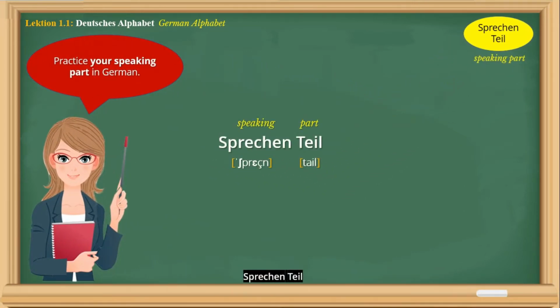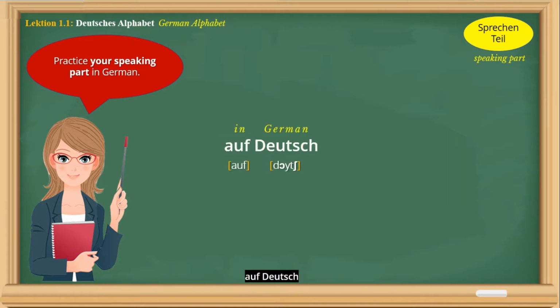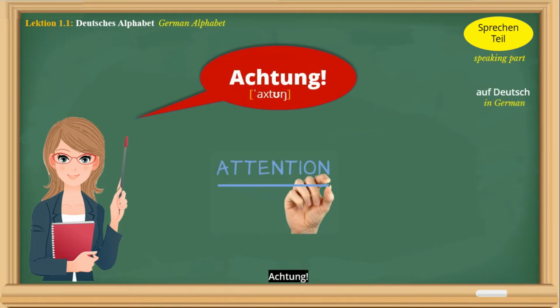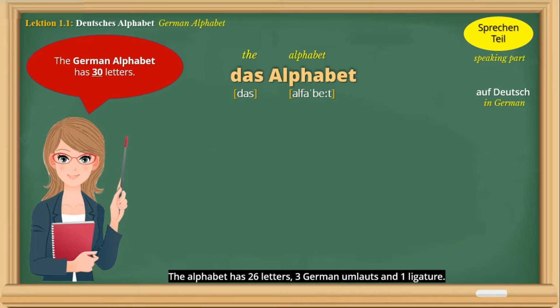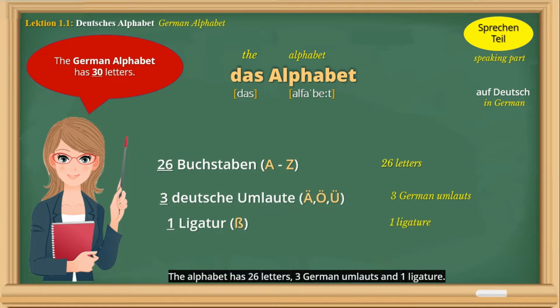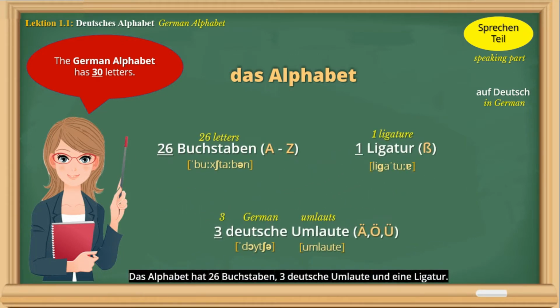Sprechenteil. Auf Deutsch. Achtung. The alphabet has 26 letters, 3 German umlauts, and 1 ligature. Das Alphabet hat 26 Buchstaben, 3 deutsche Umlaute und eine Ligatur.